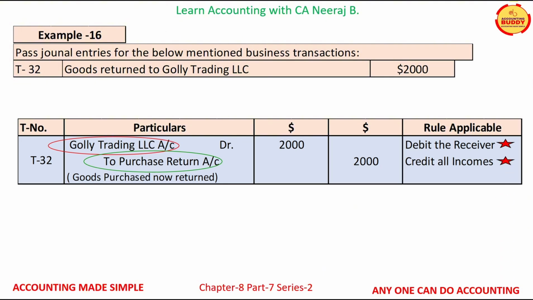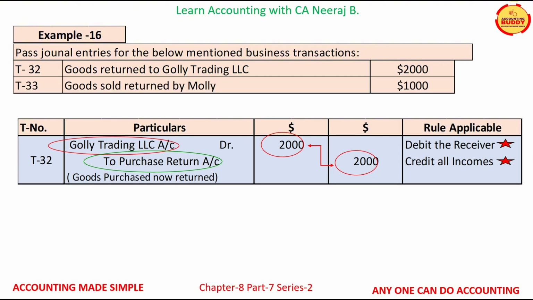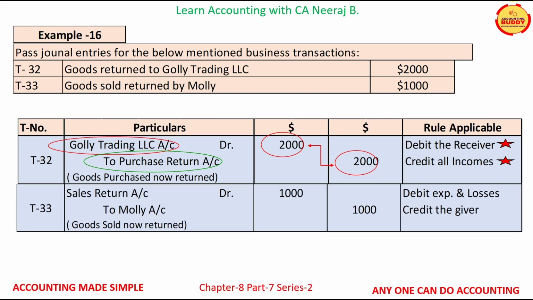Therefore, this transaction is recorded for $2,000 by debiting Goli Trading LLC account and crediting purchase return account. Transaction T33 is goods sold returned by Molly valuing $1,000. The two accounts affected are sales return account and the debtors account of Molly.